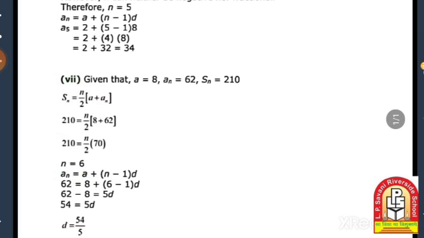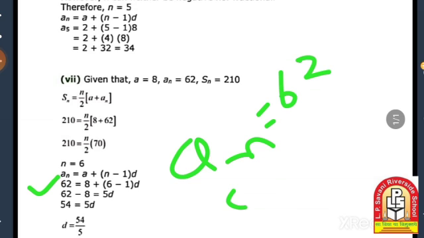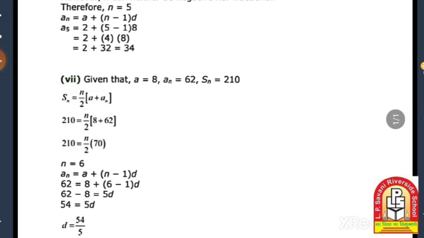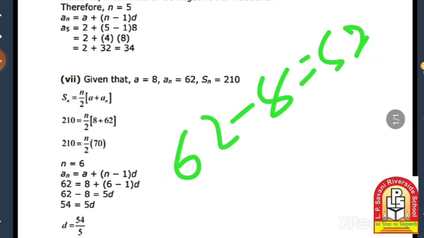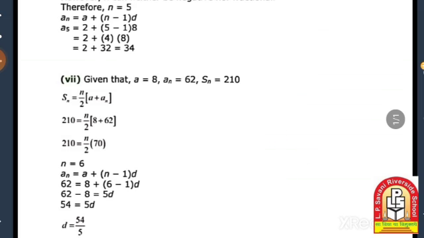So n is equal to 6 over here. So an is equal to a plus n minus 1 into d. Here an is equal to 62, a is equal to 8 and n is equal to 6. So we have to find d: 5 into d is equal to 62 minus 8. So 62 minus 8 is 54, so 5 into d is equal to 54.